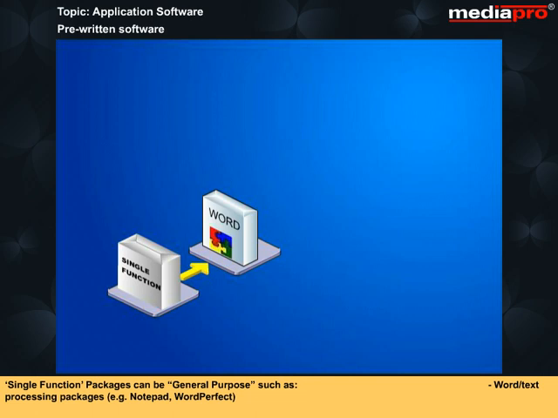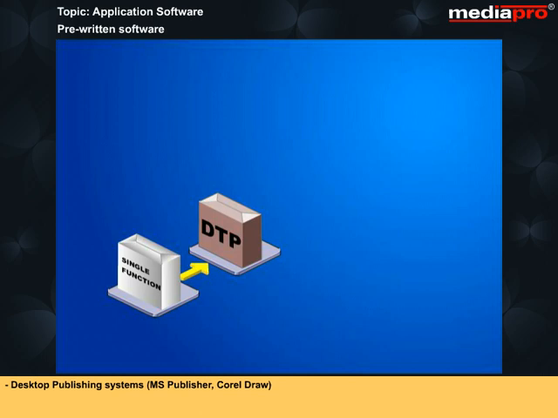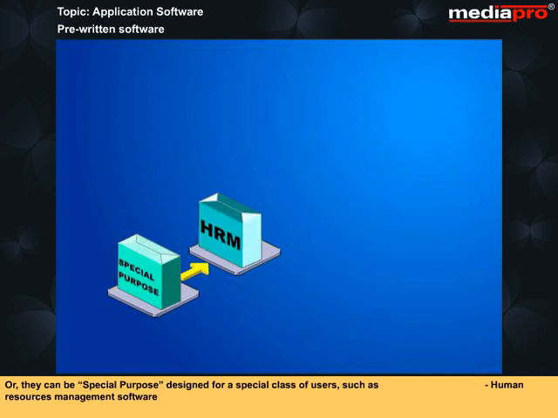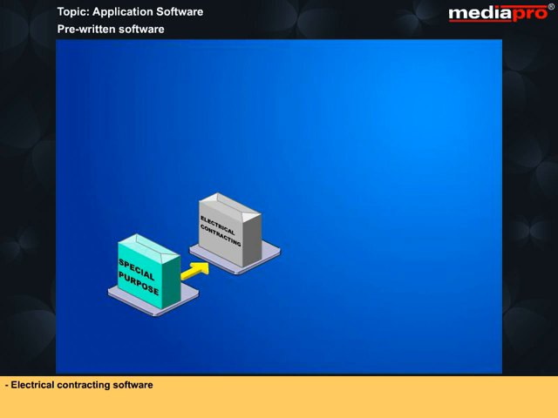Single function packages can be general purpose, such as word or text processing packages, example Notepad, WordPerfect, or desktop publishing systems, MS Publisher or CorelDRAW, spreadsheet and data analysis packages, examples Lotus 123, SuperCalc, etc. Or they can be special purpose, designed for a special class of users, such as human resource management software, electrical contracting software, law office software, medical office software, games and hobby packages.